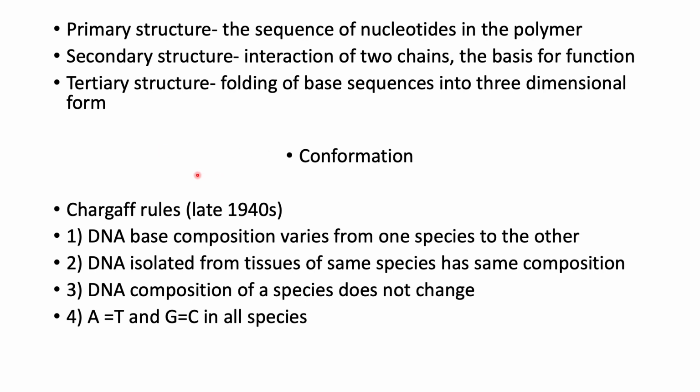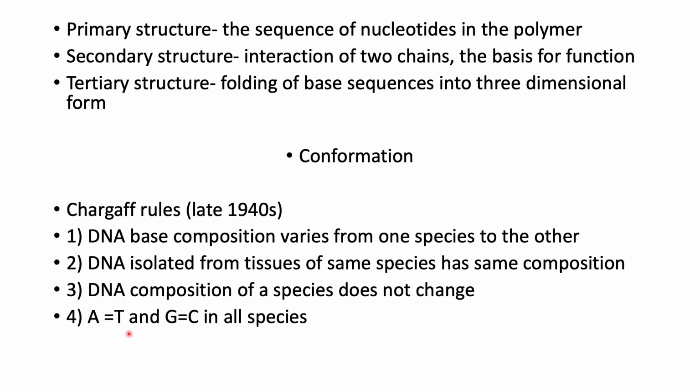In the 1940s, Erwin Chargaff had rules. These predate the sequence study of DNA, or the structure of DNA. First of all, he ascertained that DNA-based compositions vary from one species to the other. But if you were looking at the same species, the DNA would have the same composition. So if you looked at the broad amounts of these nucleotides, the number of nucleotides would be the same in every animal of a particular species or every plant. And the DNA composition of a species does not change.